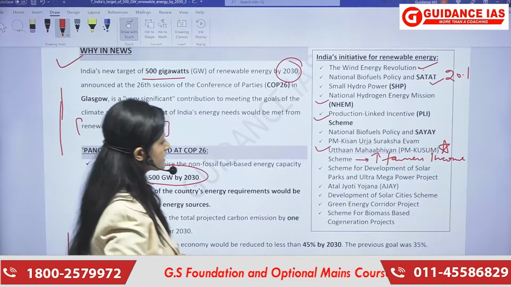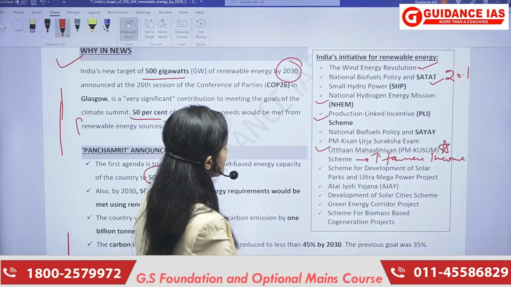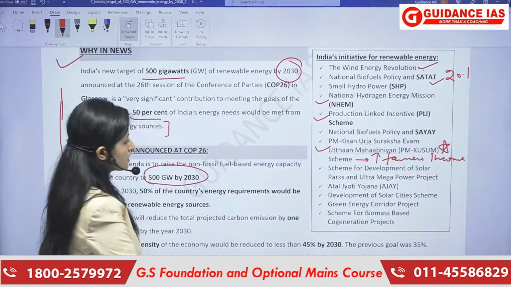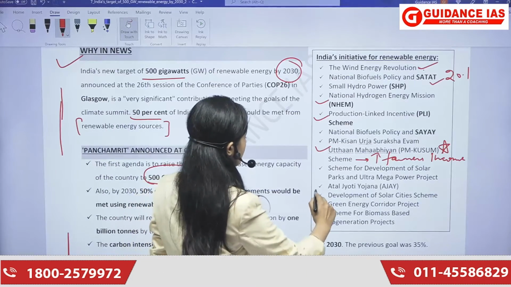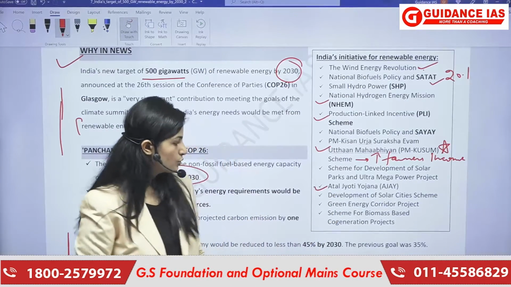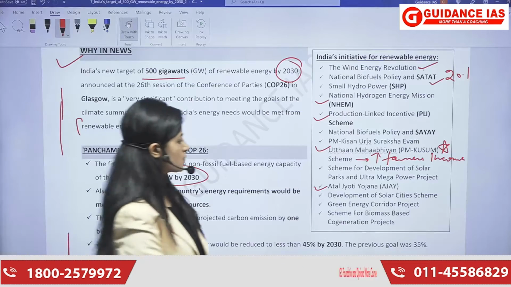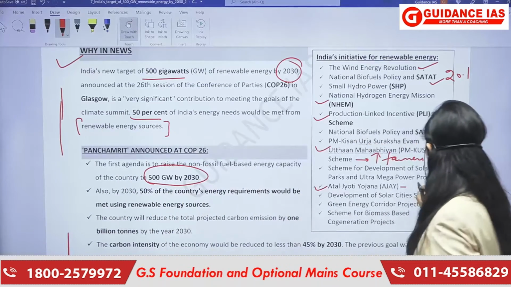Next scheme we have, scheme for development of solar parks and ultra mega power projects. Up next we have Atal Jyoti Yojana. Atal Jyoti Yojana is a scheme which is related to street light projects.